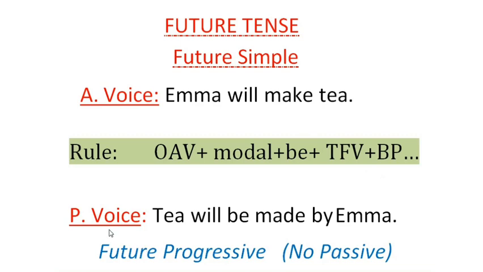See, passivize. What will be the passive? OAV plus modal plus B plus TFV plus BP. First comes tea, the OAV. Modal: will be used. B will come down, the same word. Make is the verb; third form is made. So tea will be made, by phrase by Emma. Active voice is Emma will make tea, and passive voice is tea will be made by Emma. In future progressive form, there is no passive form.